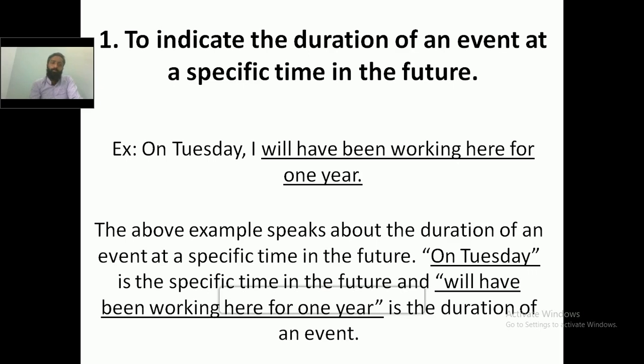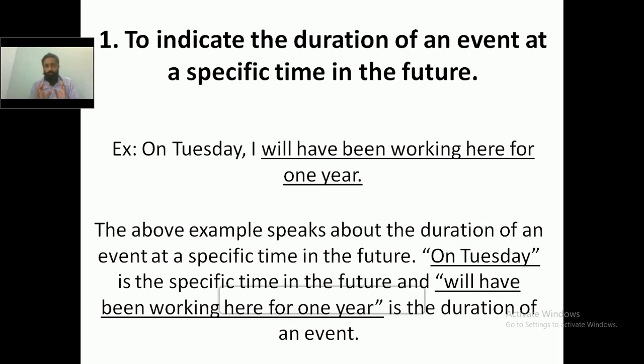Let's go through the example once again. On Tuesday, I will have been working here for 1 year. And what is the usage given there? To indicate the duration of an event at a specific time in future. The above example speaks about the duration of an event at a specific time in the future. What is the specific time? That is on Tuesday, in the future. What is the duration of the event? Working here for 1 year. It means by Tuesday I will have been working here for 1 year.